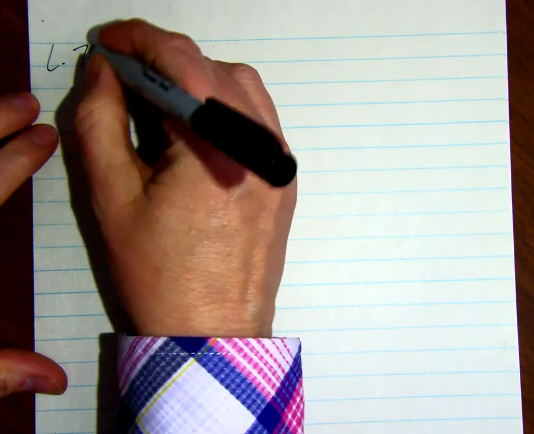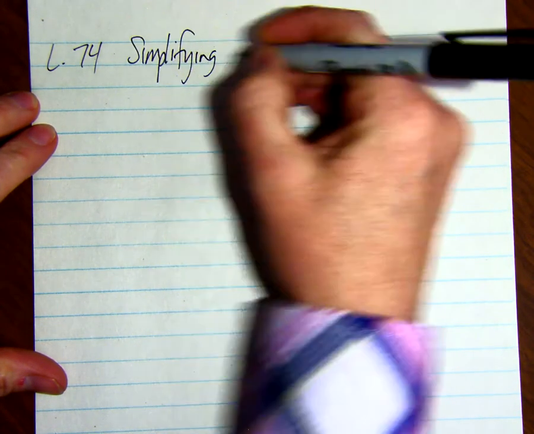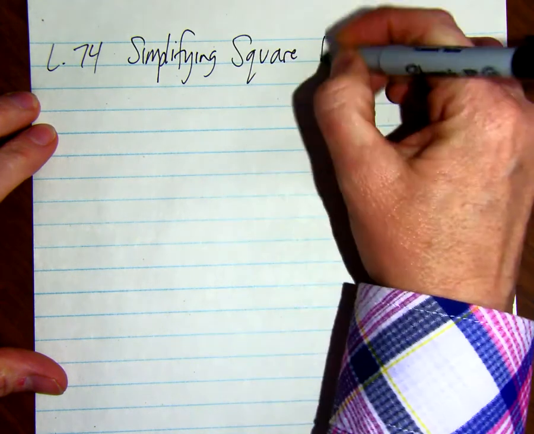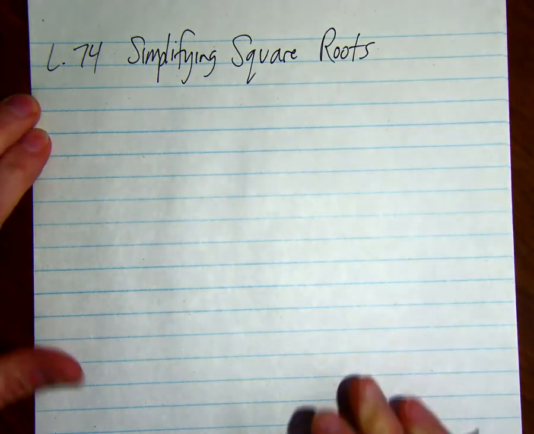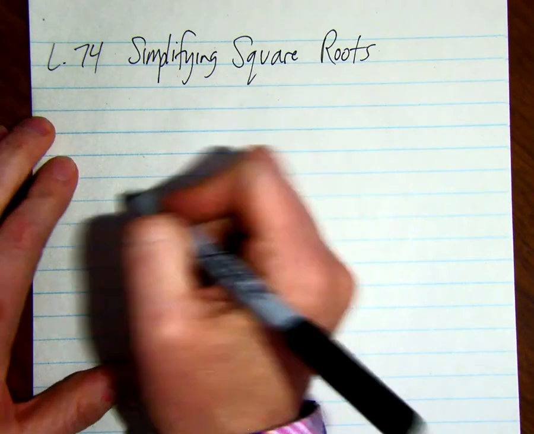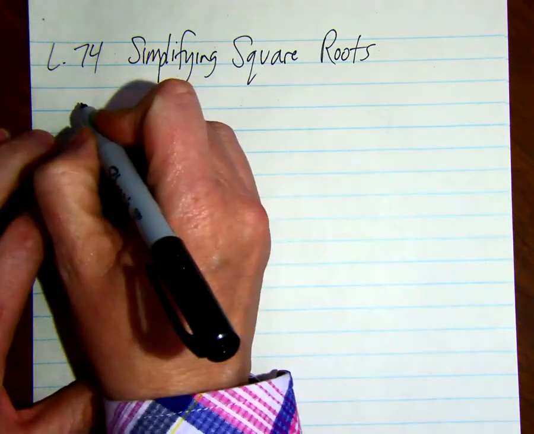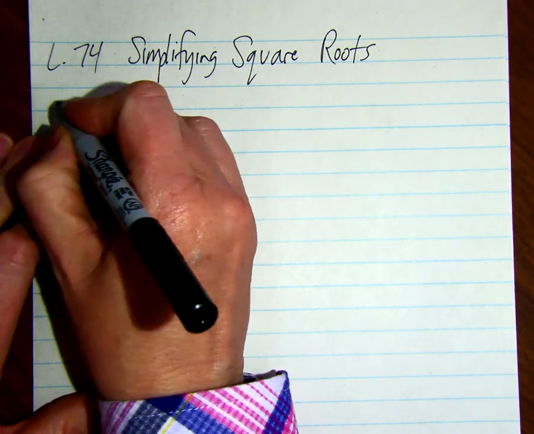Lesson 74, Simplifying Square Roots. When we simplify square roots, we can take out groups of 2.